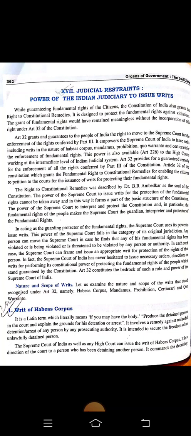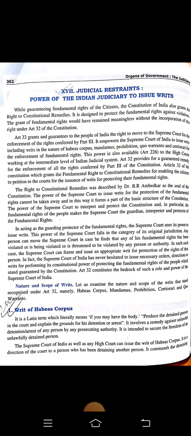Article 32 grants and guarantees to the people of India the right to move to the Supreme Court for the enforcement of the rights as conferred by Part 3. It empowers the Supreme Court of India to issue writs, including writs of the nature of habeas corpus, mandamus, prohibition, quo warranto, and certiorari for the enforcement of the fundamental rights.